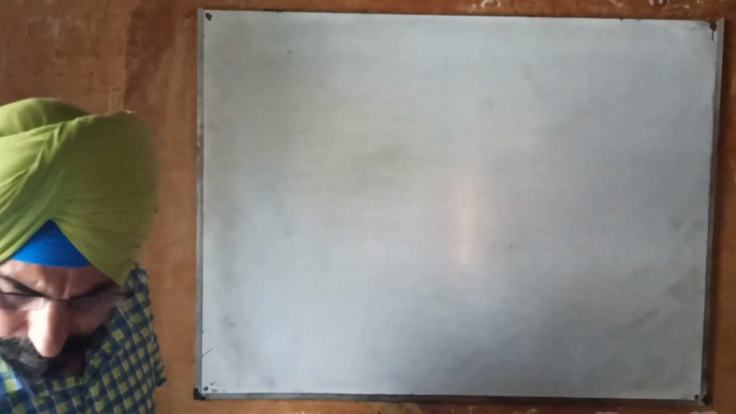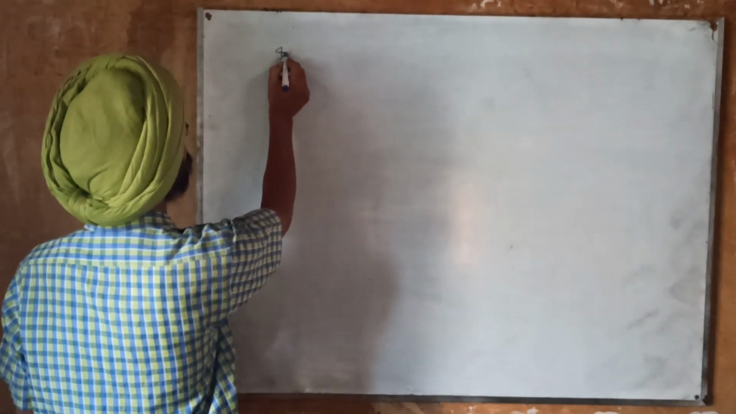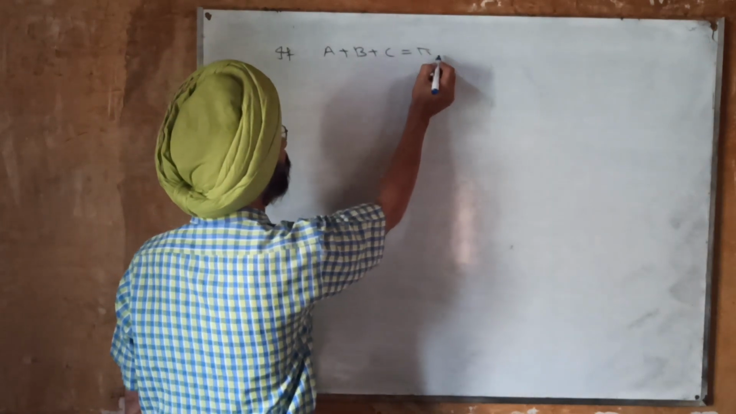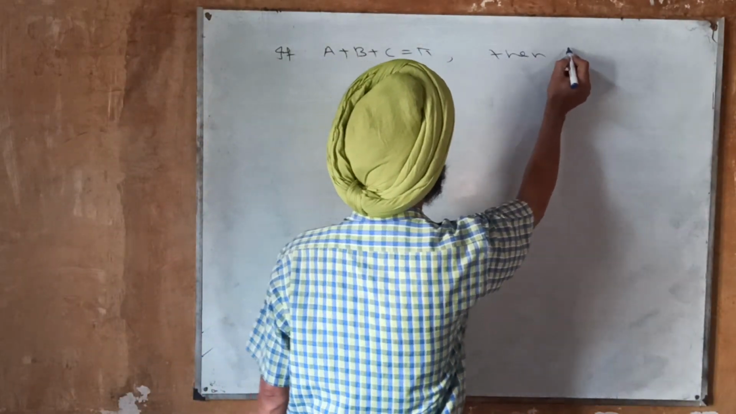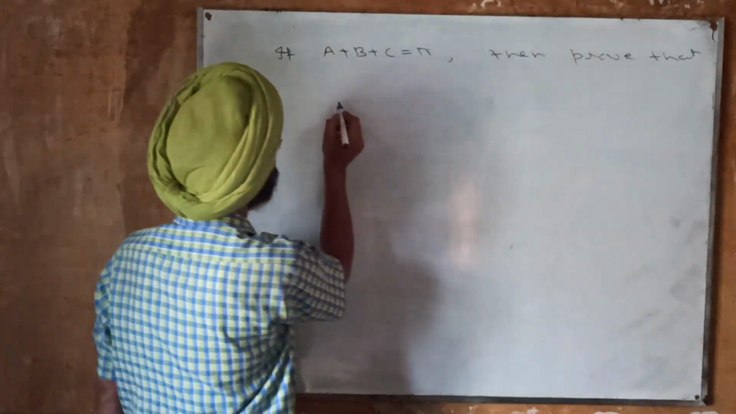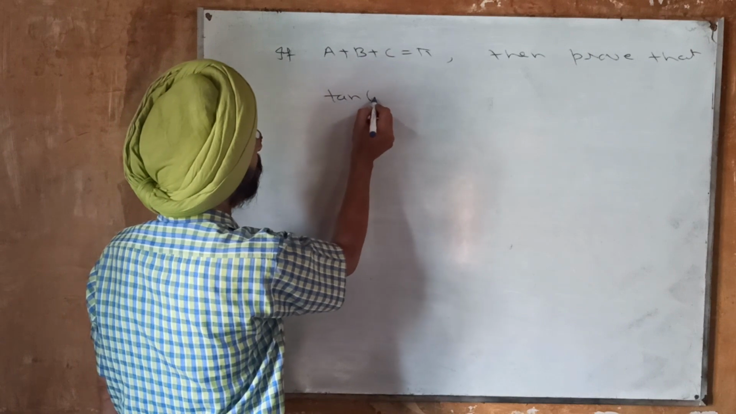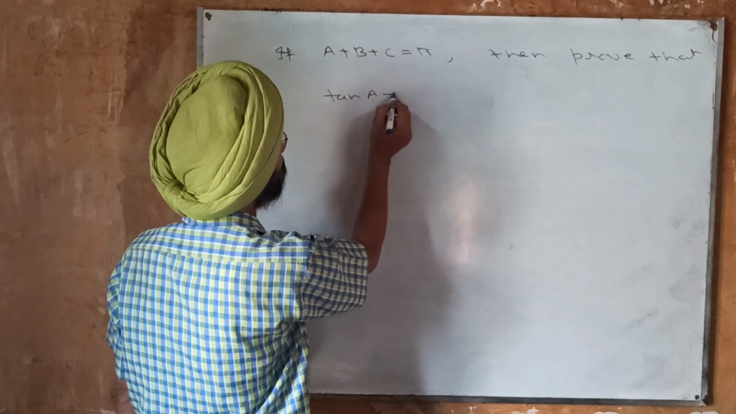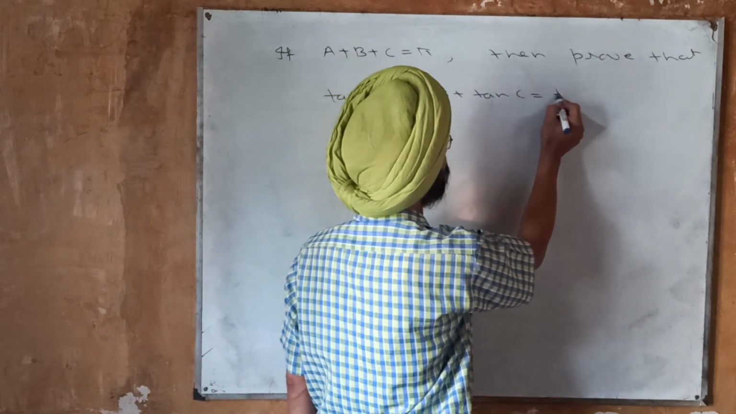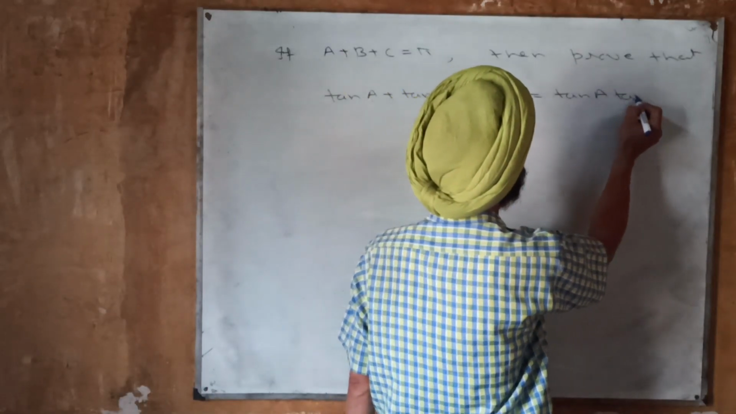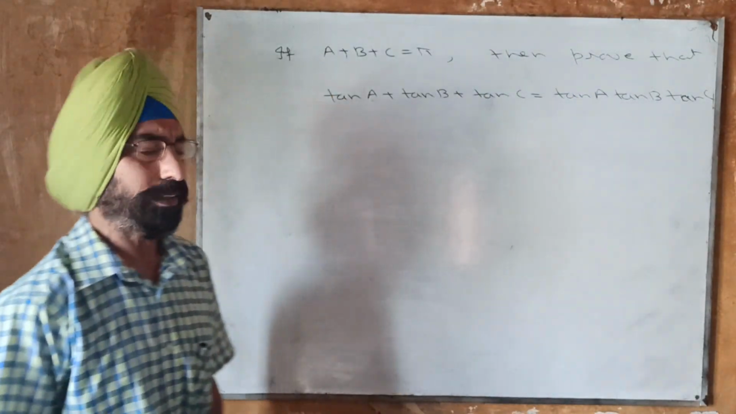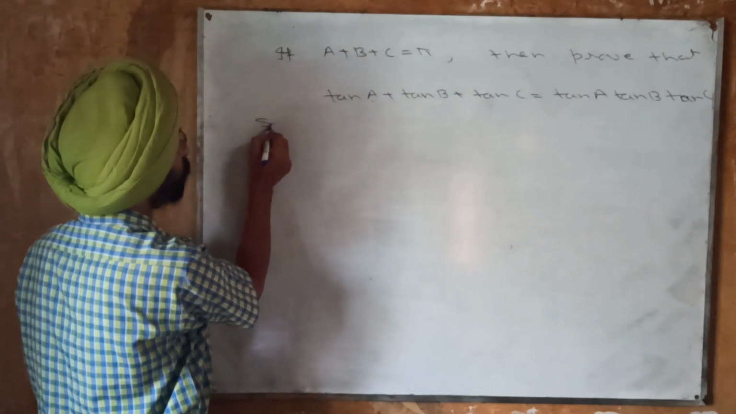The next question is, if a plus b plus c is pi, then prove that tan a plus tan b plus tan c is equal to tan a, tan b, tan c. So we will move on to the solution once again.